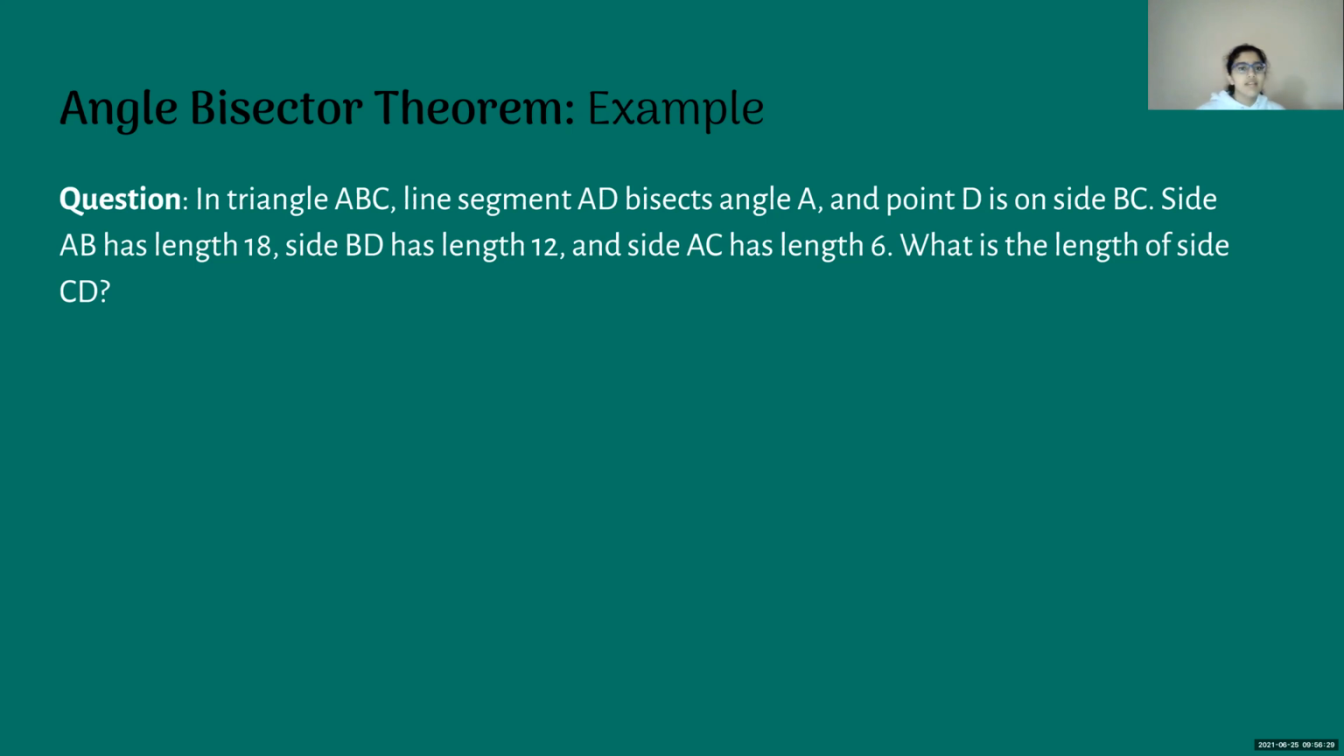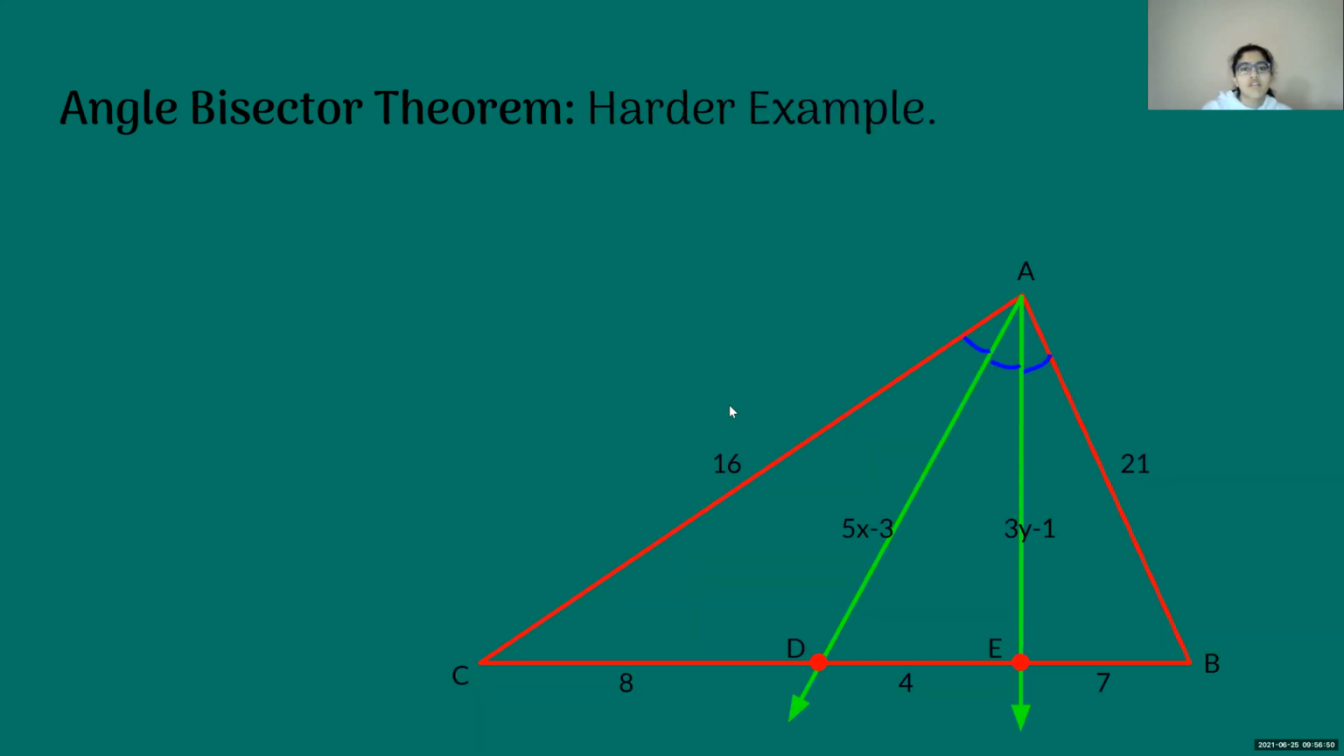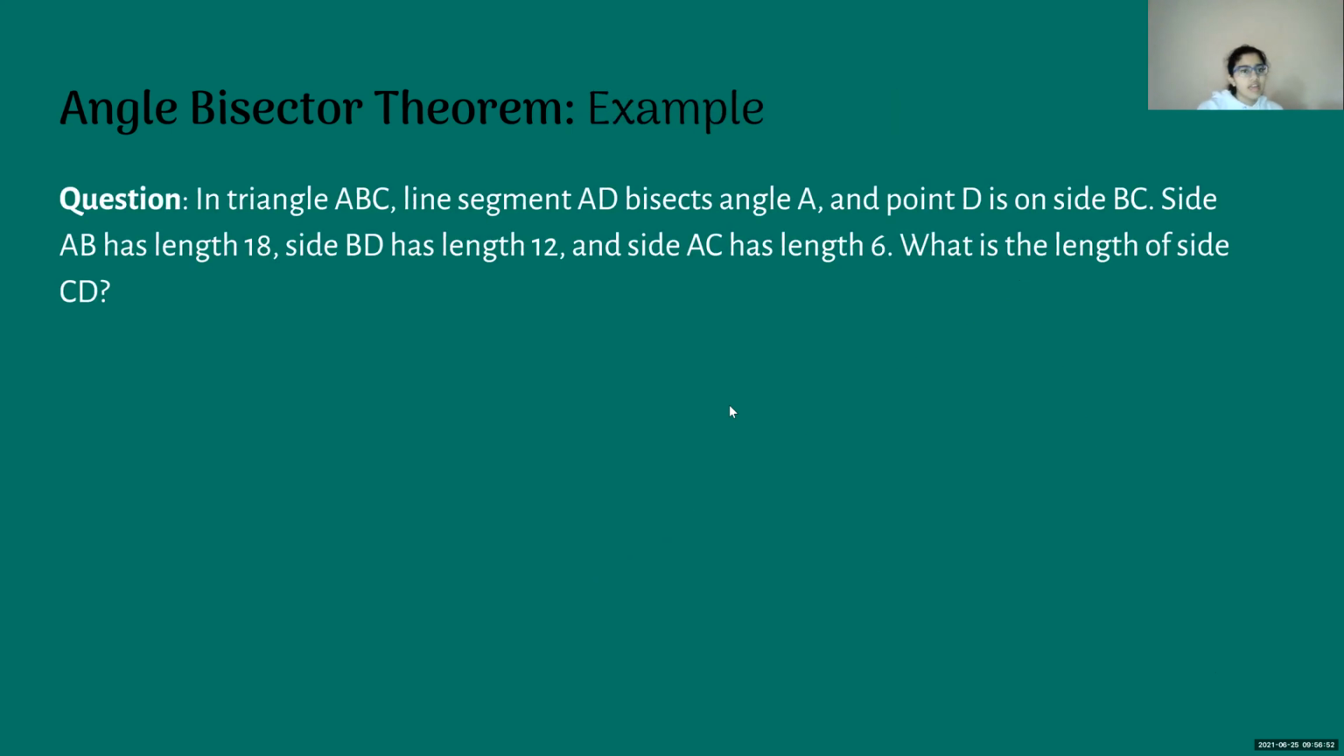So in triangle ABC, line segment AD bisects A, and point D is on side BC. Side AB has a length of 18, and side BD has a length of 12, and side AC has a length of 6. What is the length of side CD? I do not expect you guys to know how to solve this right immediately. So first, we're supposed to draw a diagram.